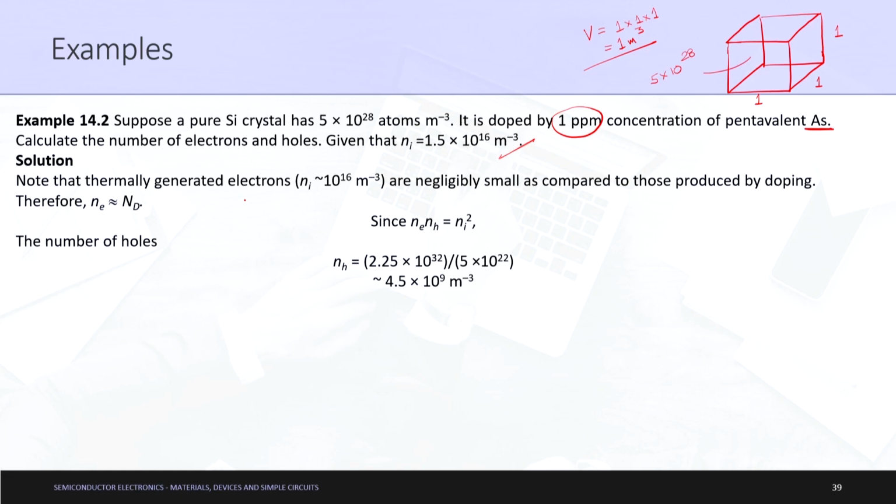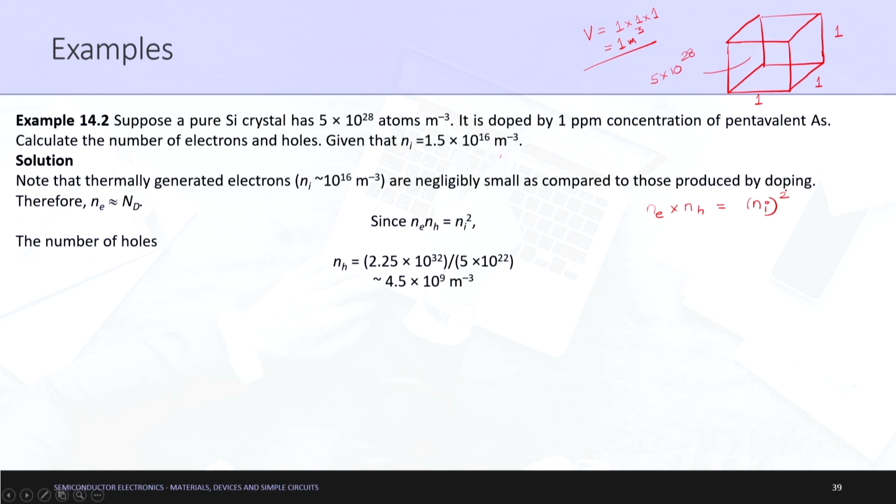Note that the thermally generated electrons, approximately Ni as 10 to the power 16, so it is just giving you the order, are negligibly small as compared to those produced by doping. Therefore, we can say that Ne is approximately equal to Nd here. So, the number of electrons can be said to be equal to the number of donor atoms. Just dividing by 10 to the power 6 will give you the concentration of pentavalent atoms, the number of electrons. Let me explain it again, as this may be quite tricky. First of all, we know the formula: Ne multiplied by Nh is equal to Ni square.